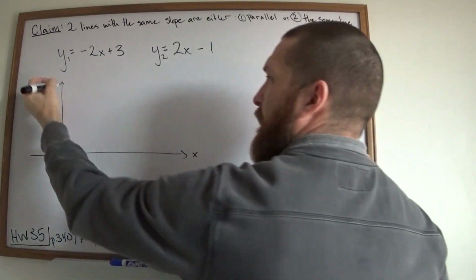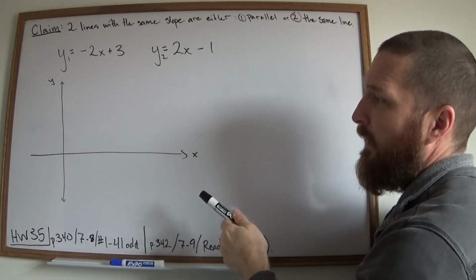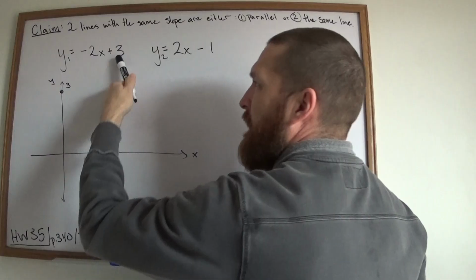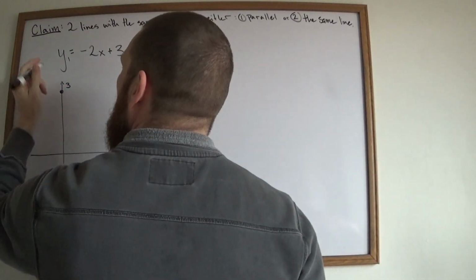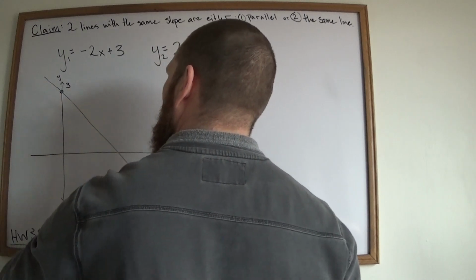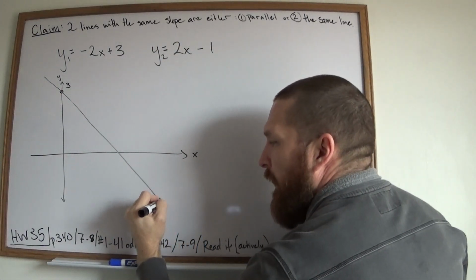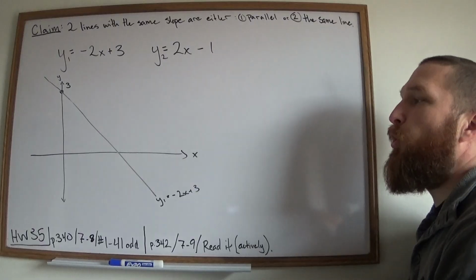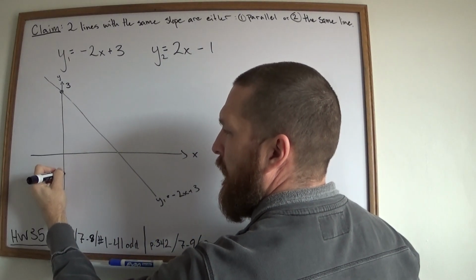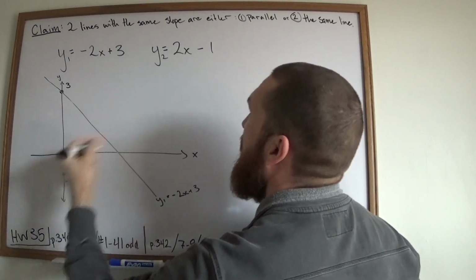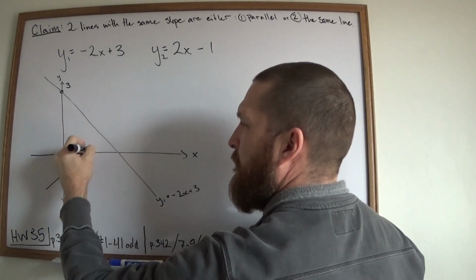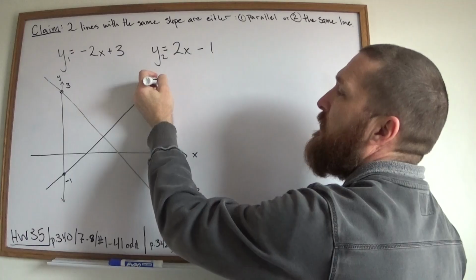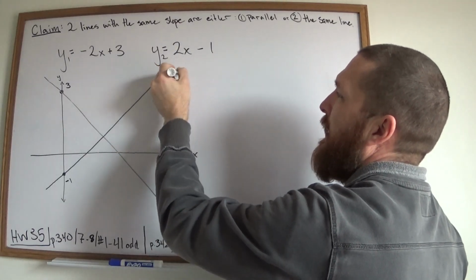Here's x, and here's y. y1 goes through the y-axis at +3, and it has a negative slope, so it does this right here. I'm going to label it y1 equals -2x + 3. The other one, y2, goes through at -1 and has a positive slope here. So y2 equals 2x minus 1.